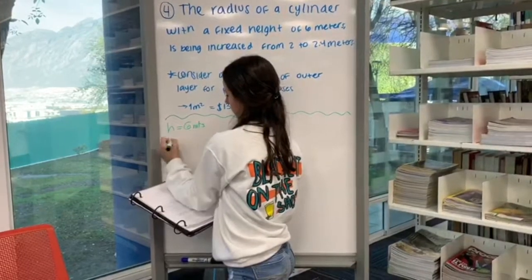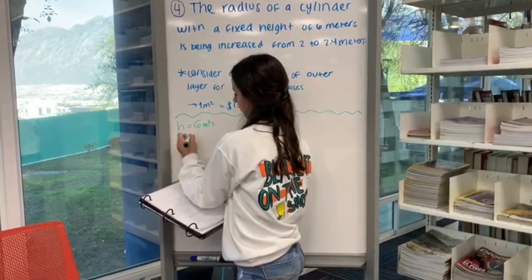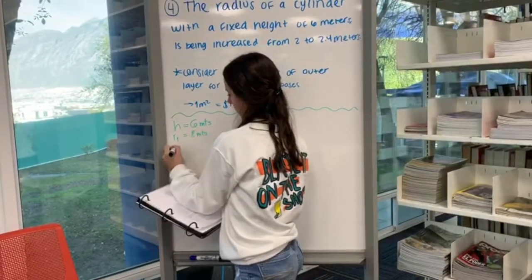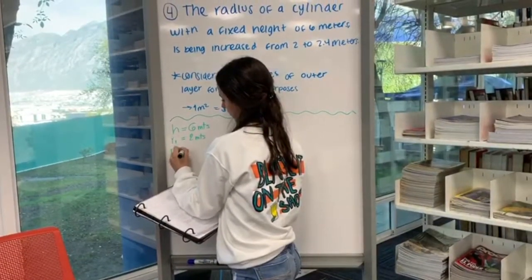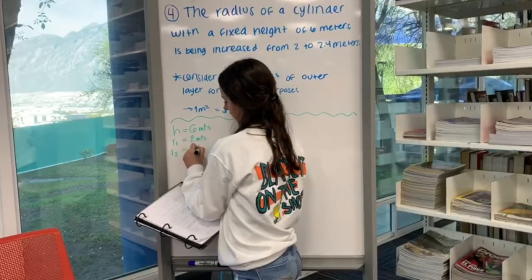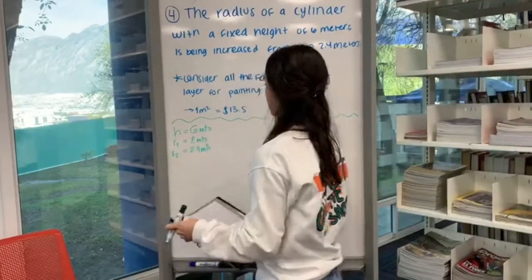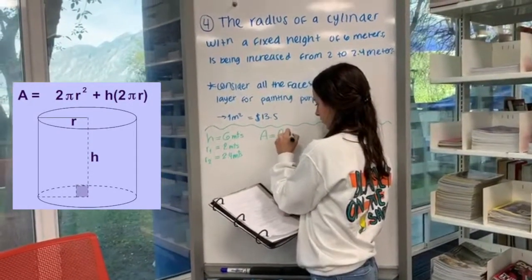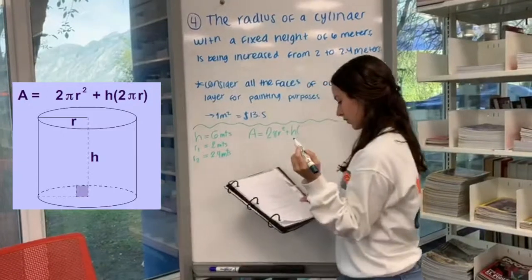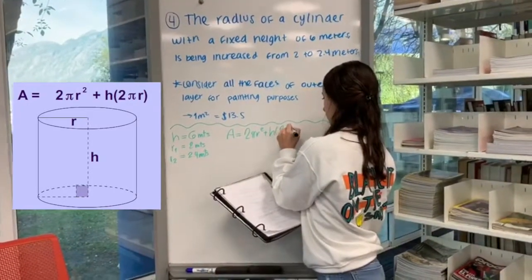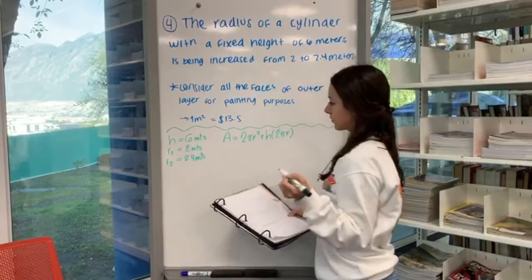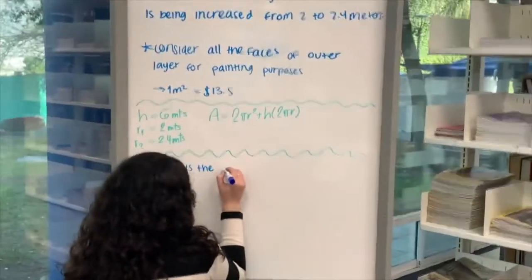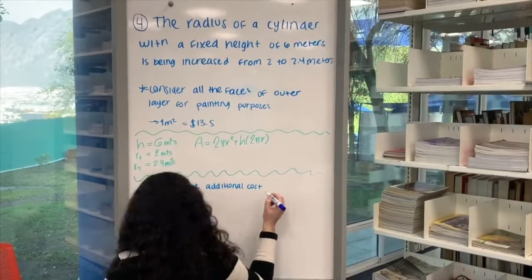Before answering the problem, we need to write the given information in order to see what we can use. So first, we can see that the height is equal to 6 meters, the radius 1 is 2 meters, and the radius 2 is 2.4 meters. We decided to use the surface area formula for the cylinder, which is A equals 2 pi r squared plus h times 2 pi r. Letter A states, what is the additional cost of painting?